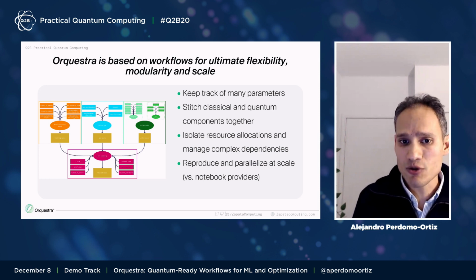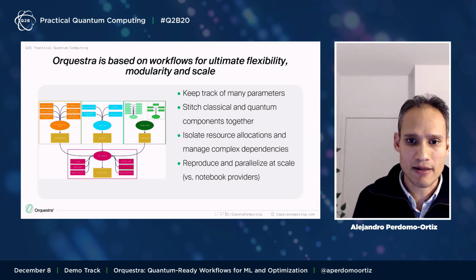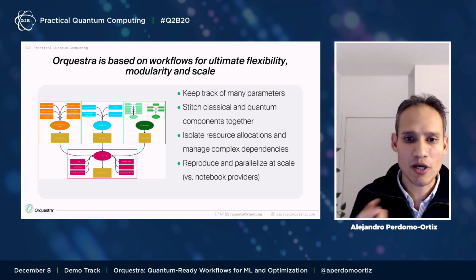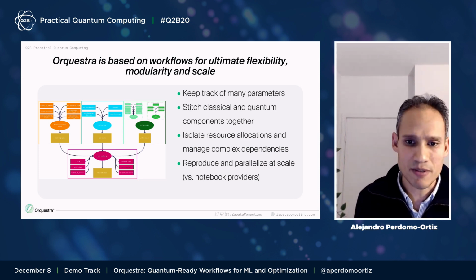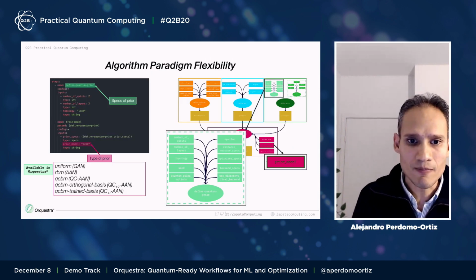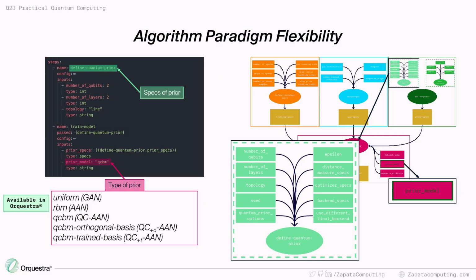Finally, this containerization, and the fact that everybody will be running the same experiments, allows you reproducibility and to parallelize at scale. So you can share your workflows with your colleagues across the globe, and they will be able to run the same experiments that you did. Let's see in action some of these different features.